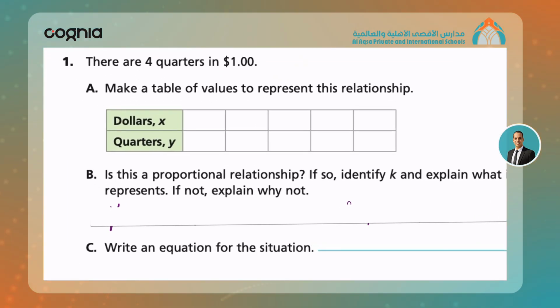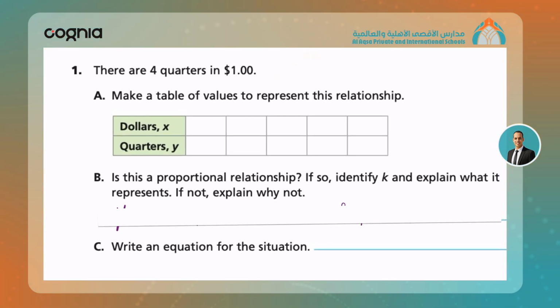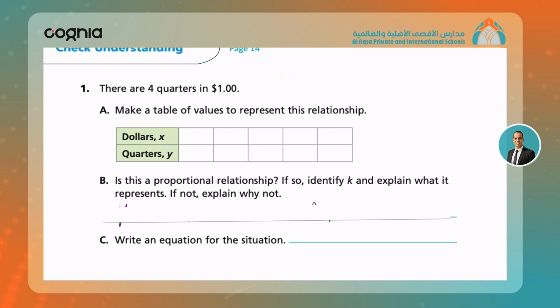Okay, let's check our understanding. Try to solve these questions, guys, okay? So, here, there are 4 quarters in $1, okay? 4 quarters in $1. Make a table of values to represent the relationship.